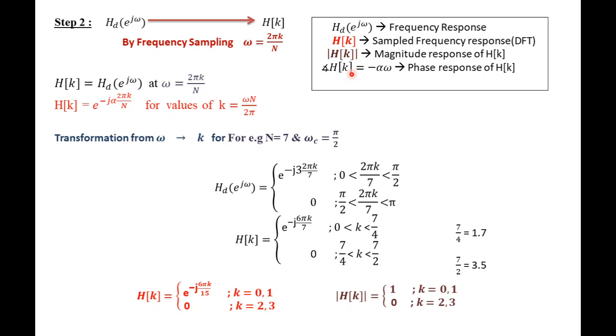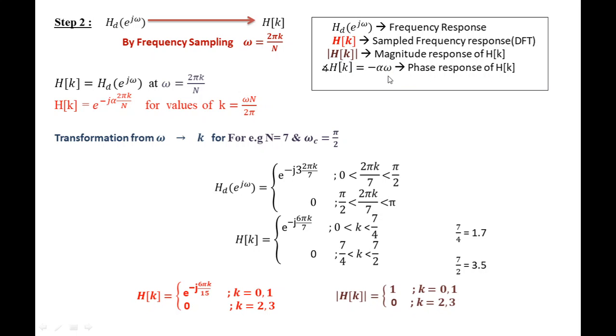Also, an important point is that this frequency response also contains a phase component. That phase component is given as minus alpha into omega, since we have e power minus j alpha into omega. So this alpha into omega is nothing but the phase response. So you can observe that the phase of the filter is linearly dependent upon omega.